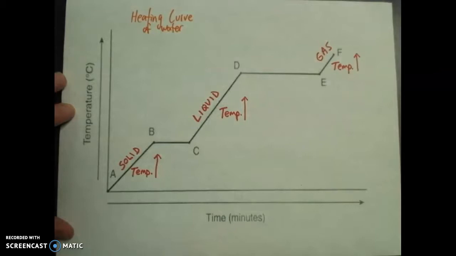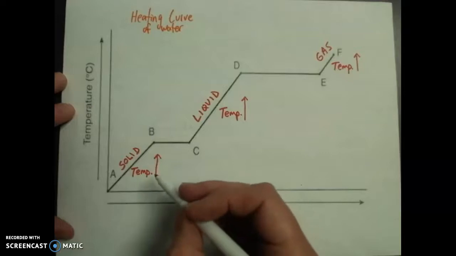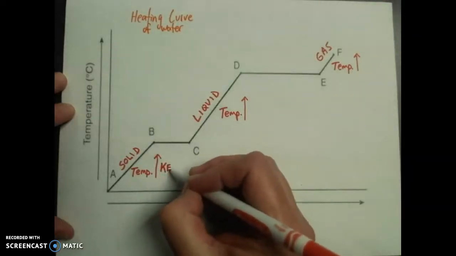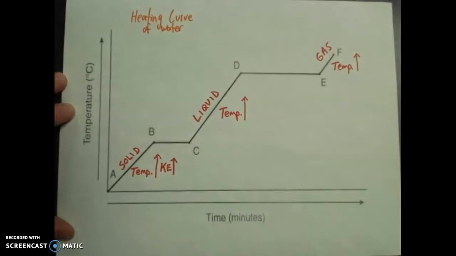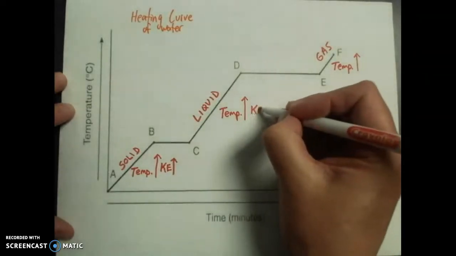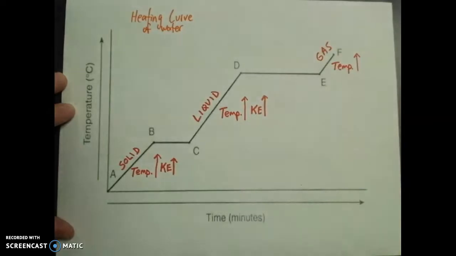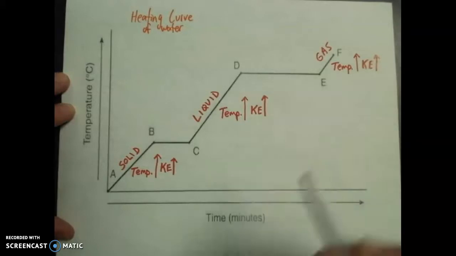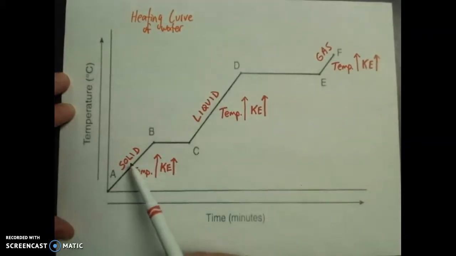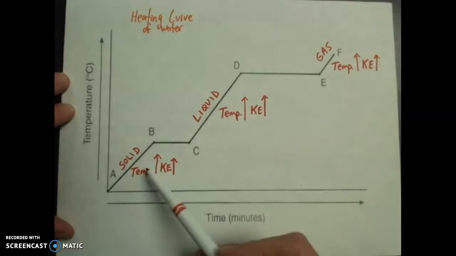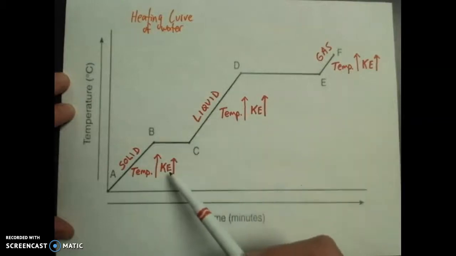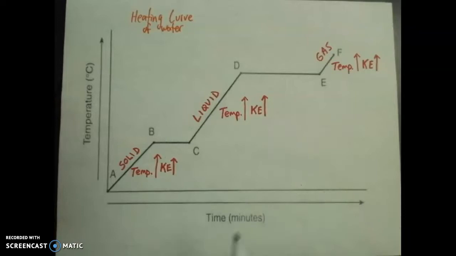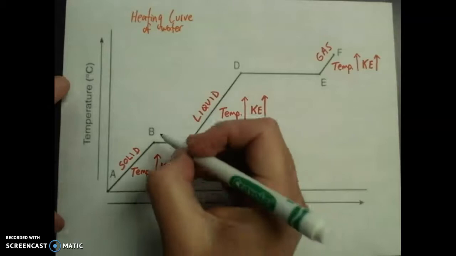Now we know when we add thermal energy, the temperature goes up, the molecular motion goes up, and when motion goes up, kinetic energy also goes up. So every time the temperature goes up, the kinetic energy goes up. So these phases, solid, liquid to gas, the temperature is increasing every time, and the kinetic energy is also increasing every time.